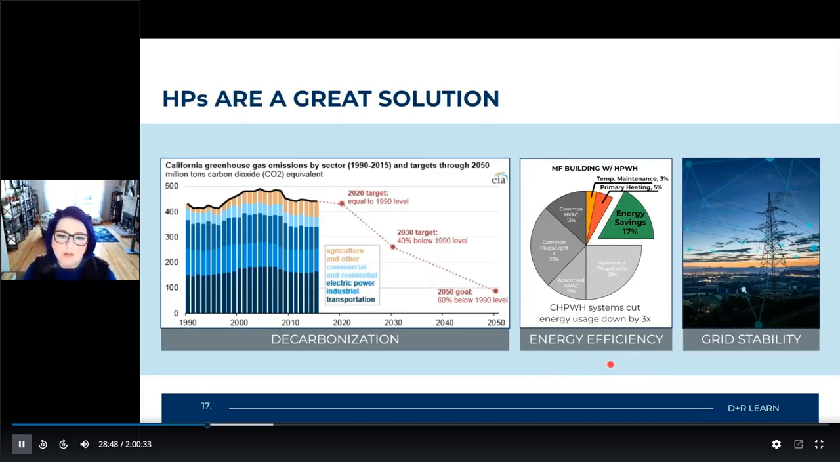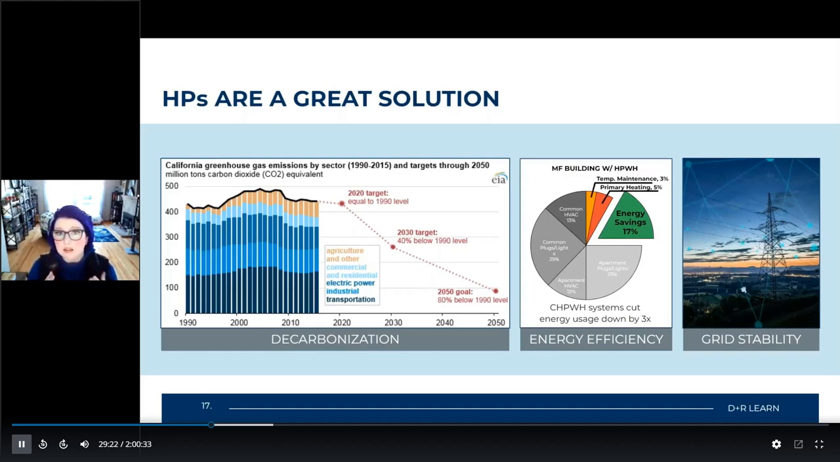So that graph in the middle that Lester was just circling with the laser pointer was actually a study done back in 2018. It was a multifamily market rate apartment building in Seattle, and it had a traditional boiler system. It was replaced in a retrofit with a commercial heat pump water heating system. And the results kind of speak for themselves. The energy savings were about 17%. So the commercial heat pump water heating system cut down energy usage by about 3 times.